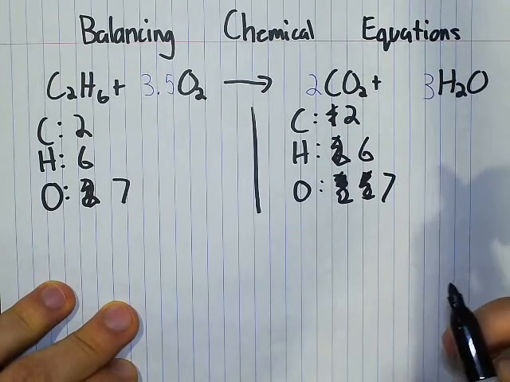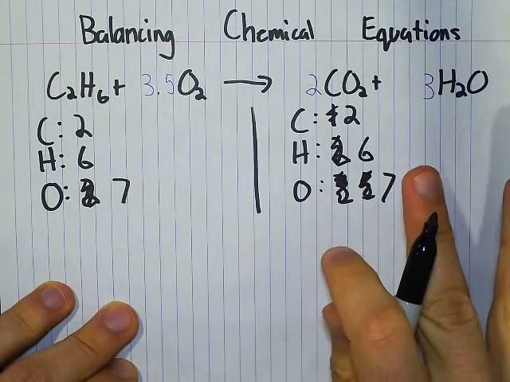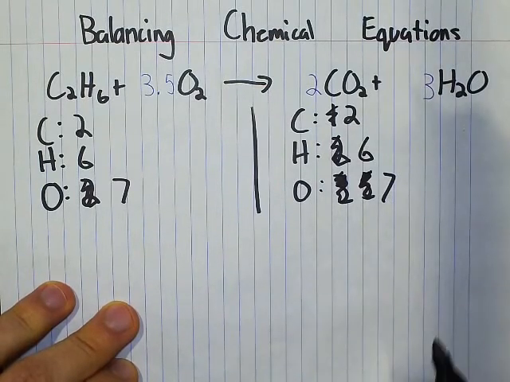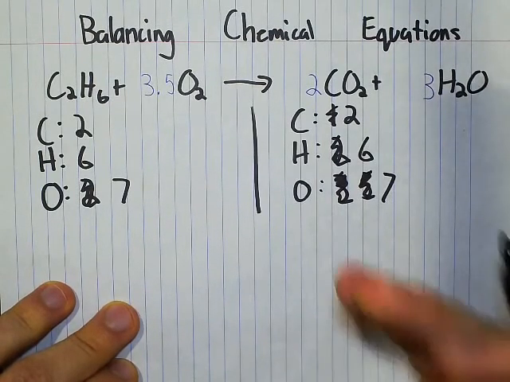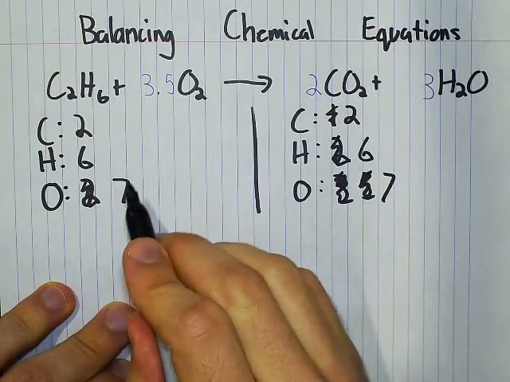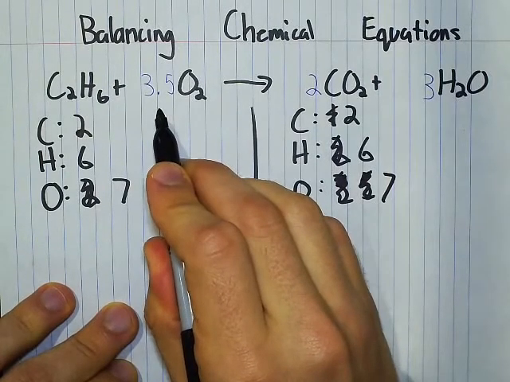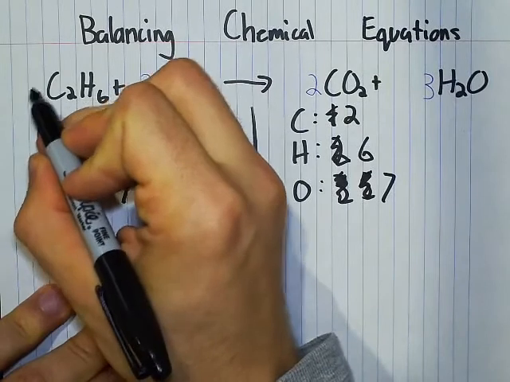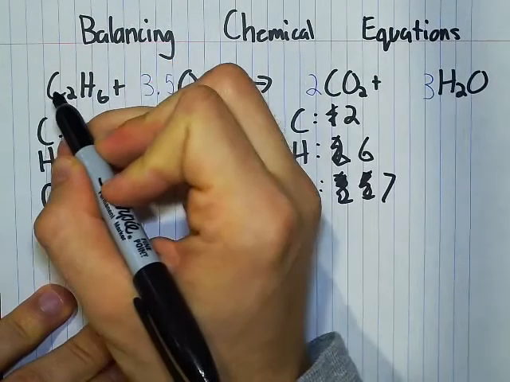So what I'm going to do basically is multiply each coefficient by 2. I'm going to double everything. Everything's going to stay balanced. It's like when you multiply both parts of a math equation by 2. The equation is still valid, but we're going to get rid of this 3.5. It's going to become a whole number.